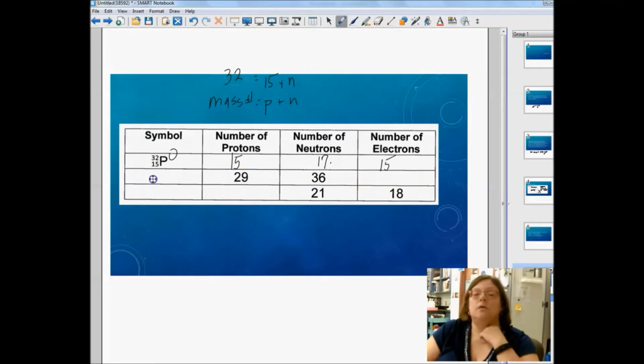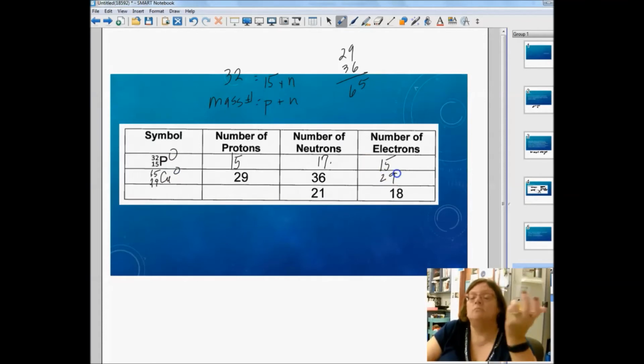Next one, it tells us that we have 29 protons. That tells us that our atomic number is 29. If we look at the periodic table, copper is that element. It tells us we have 36 neutrons. To get the mass number for copper, we have to take 29 plus 36, which is 65. And then, again, we don't have a charge. We have no way of knowing if there's a charge. So for now, we're going to assume it's the same.